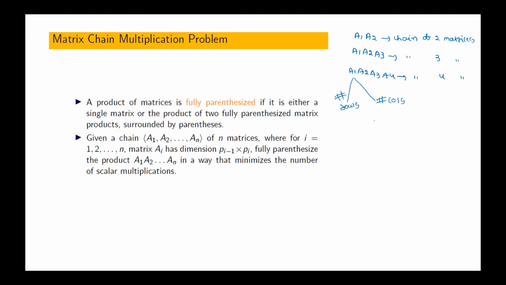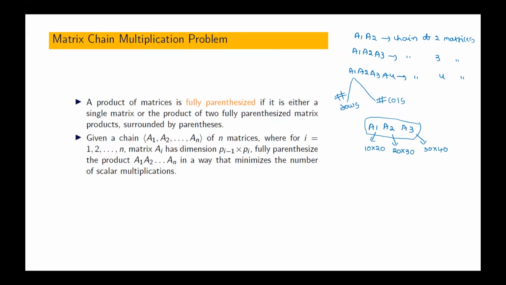So for example, A1, A2 and A3, three matrices are given. The first one is 10 by 20, the second one is 20 by 30, the third one is say 30 by 40. Now our goal is to find the product A1, A2, A3. Is that correct?